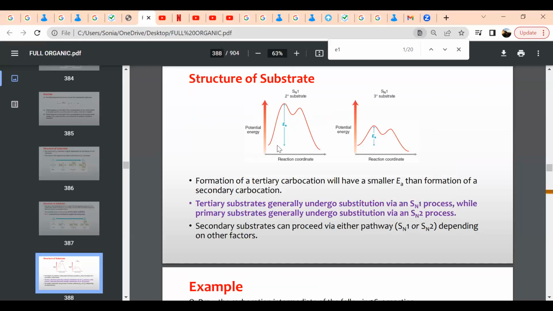This is basically just explaining what we have talked about in terms of activation energies. Forming a tertiary carbocation will have a smaller activation energy than formation of a secondary. And hence tertiary will move at a much faster rate in terms of reaction speed, because the activation energy required for the chemical reaction is lower. So I think that's important to note.